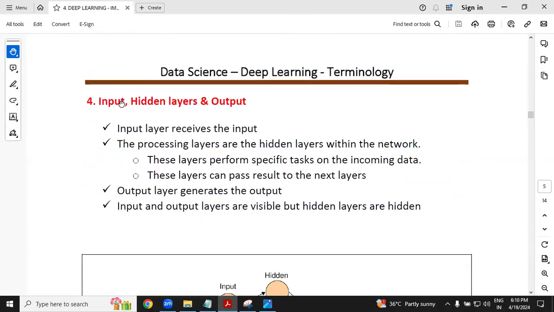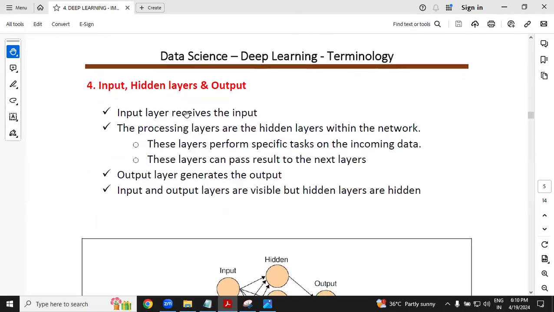Now the next one, this is some fun actually. You already know these points. Now let me talk about layers. Input layer, hidden layer, and the next one is the output layer. Input layer, hidden layer, output layer. The input layer receives the input. Input layer receives what exactly? Input. Next, the processing layers are the hidden layers.